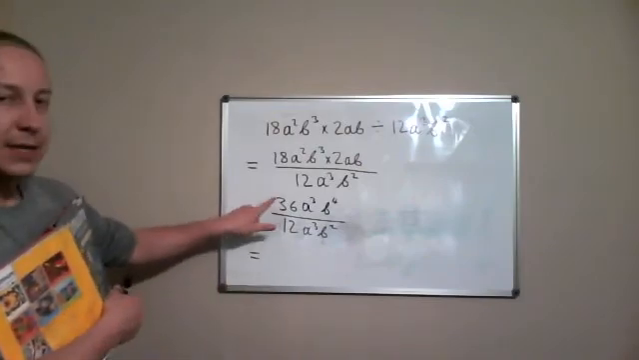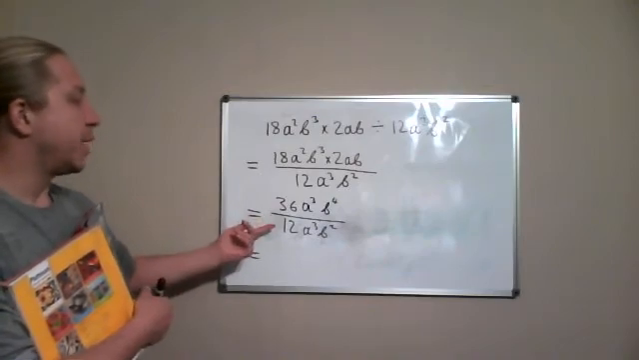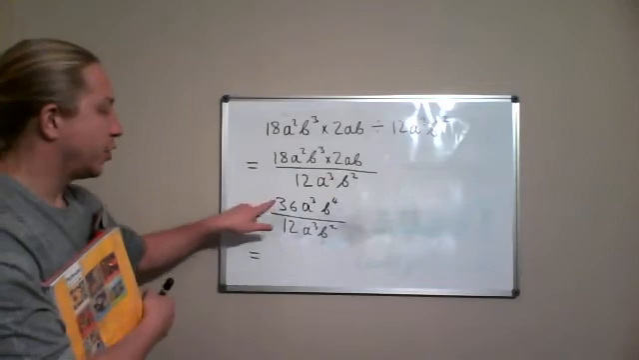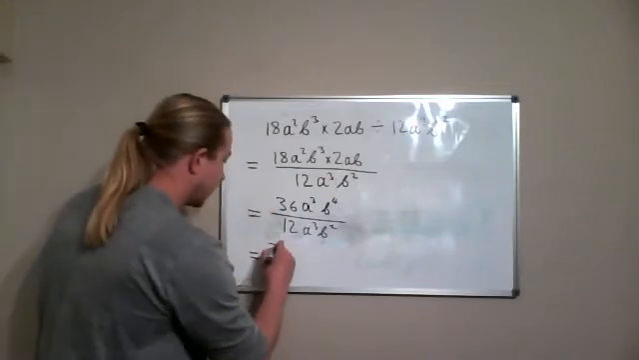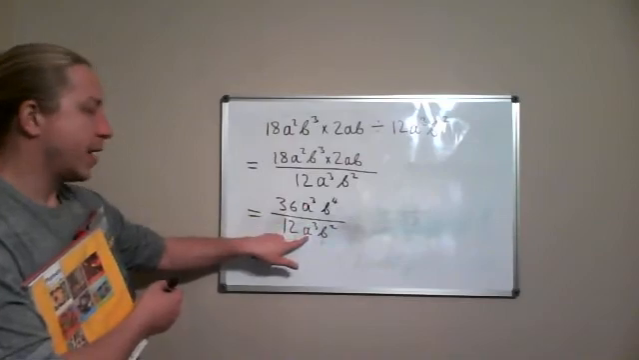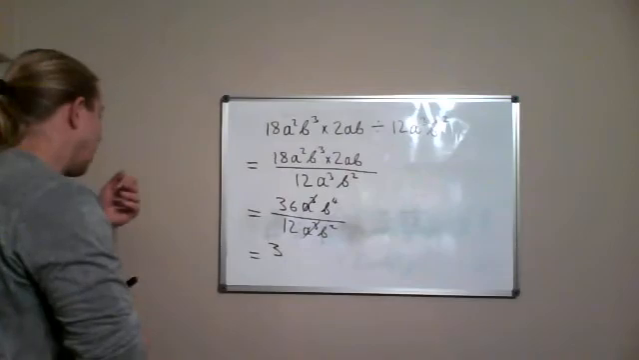36 and 12, is there a common number that goes into both? Yes, there's a lot of numbers that go into both, but the biggest one is 12. So 36 divided by 12 will give us a 3. At the top, we have a cubed. At the bottom, we have a cubed. That means both of these are going to cancel out.